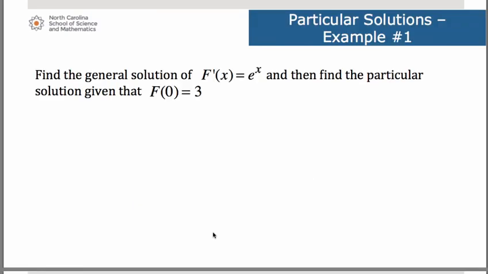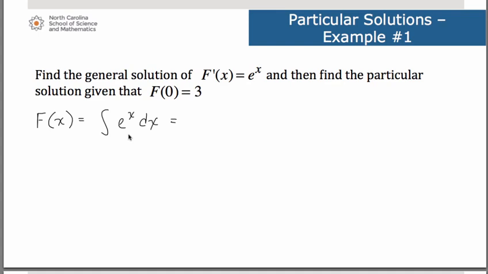In this first one, we are asked to find the general solution of f prime of x equals e to the x, and then find the particular solution given that capital F of 0 is equal to 3. Notice we are first asked to find a general solution. That implies we want an answer that has plus c in it. In order to find the original function, we need to take the antiderivative of e to the x. So the original function f of x is going to be found by doing the antiderivative of e to the x dx. Notice the notation I am using to set this up.